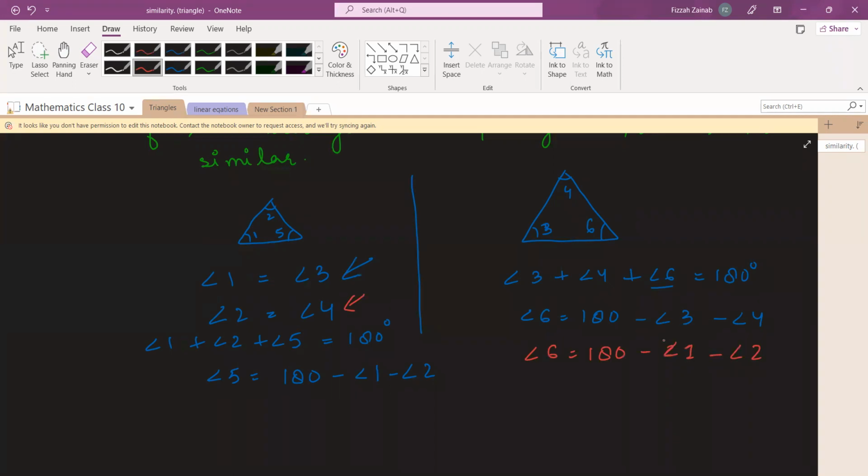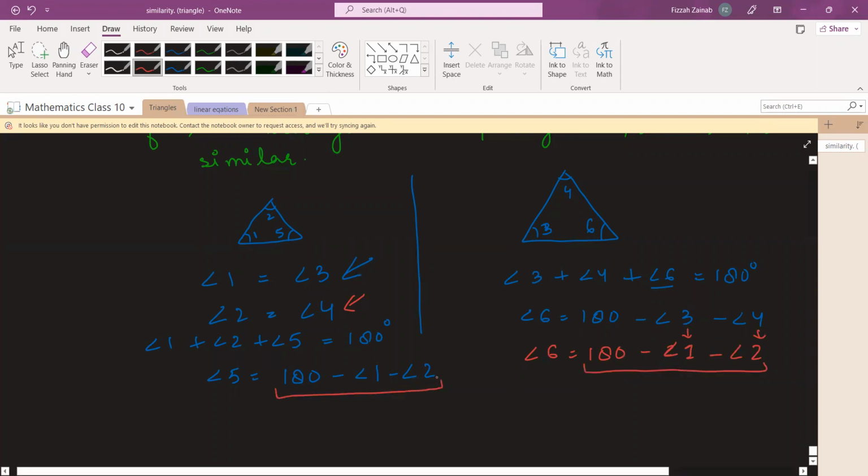I have just replaced. Now, can you see this thing is same as this thing? What does it imply? It implies that angle 5 is equal to angle 6, isn't it?